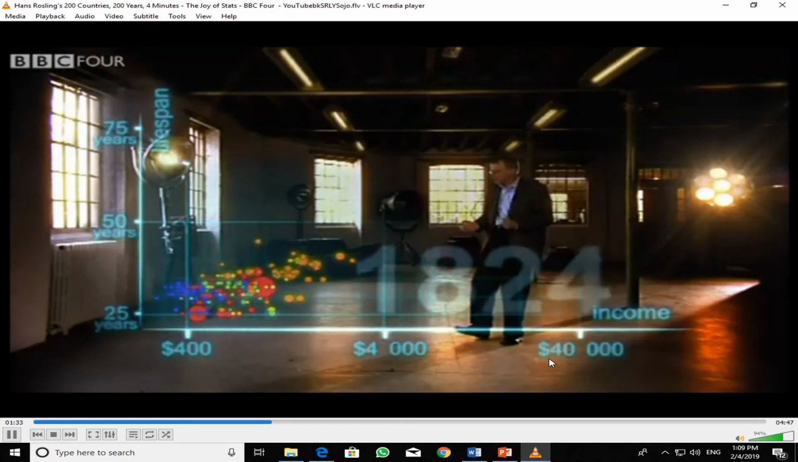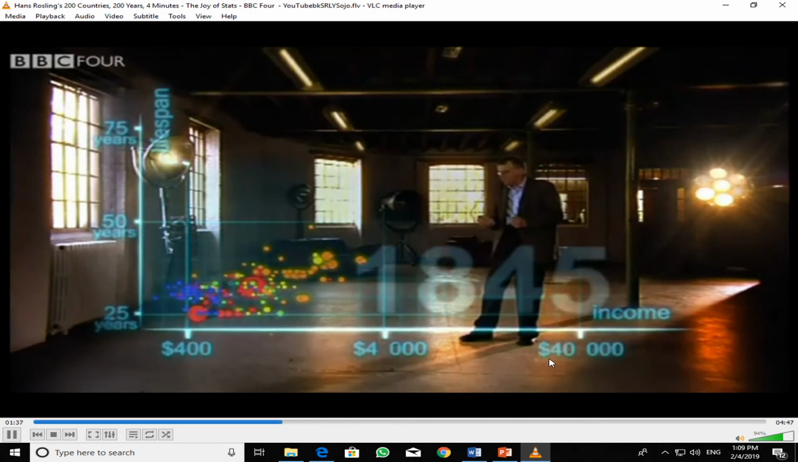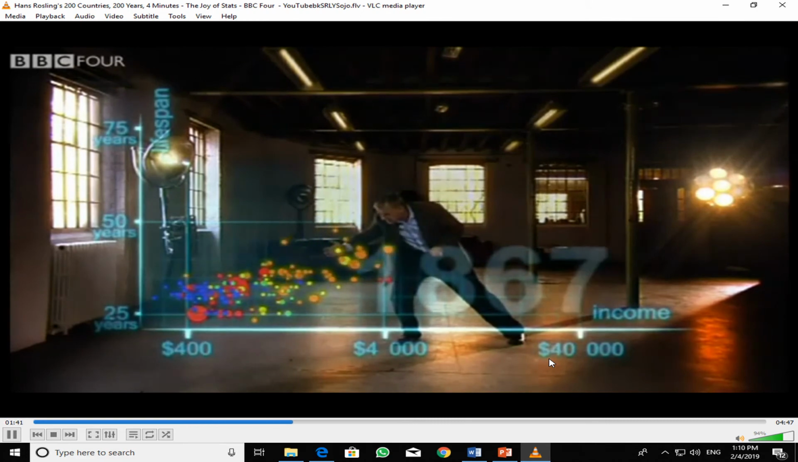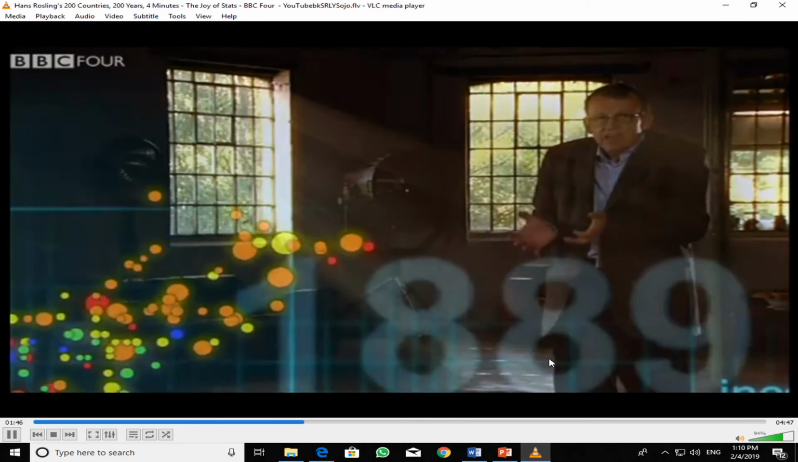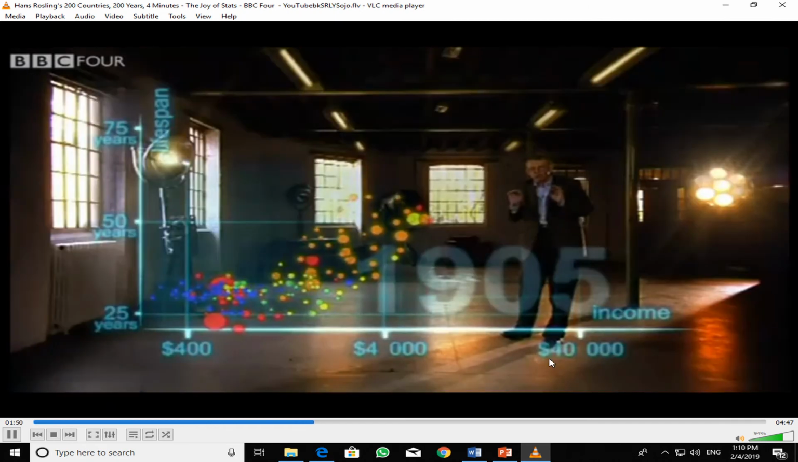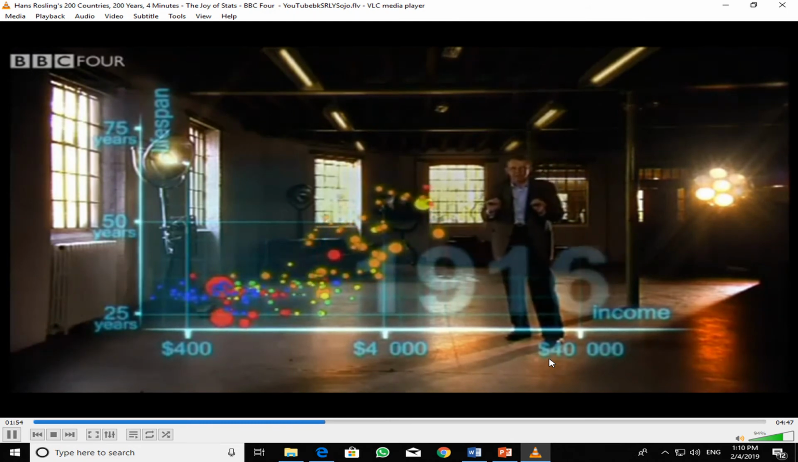The Industrial Revolution makes countries in Europe and elsewhere move away from the rest. But the colonized countries in Asia and Africa, they are stuck down there. And eventually, the Western countries get healthier and healthier. And now, we slow down to show the impact of the First World War and the Spanish flu epidemic.